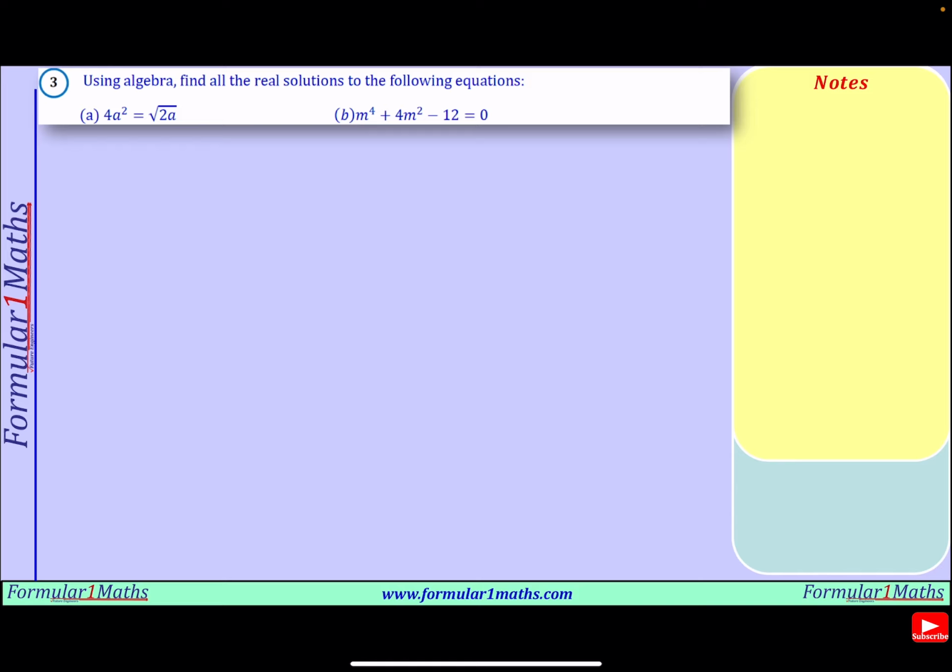Okay. Question 3. Using algebra, find all the real solutions to the following equations. First equation, A, 4a squared is equal to square root of 2a. B, m to the power 4 plus 4m squared minus 12 equals 0.